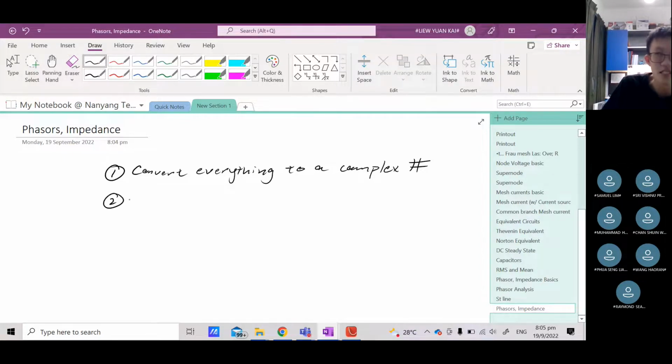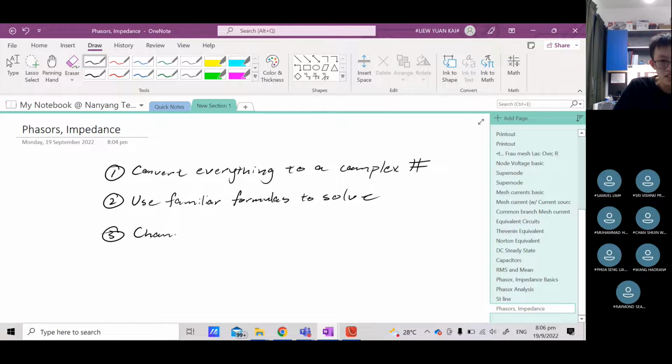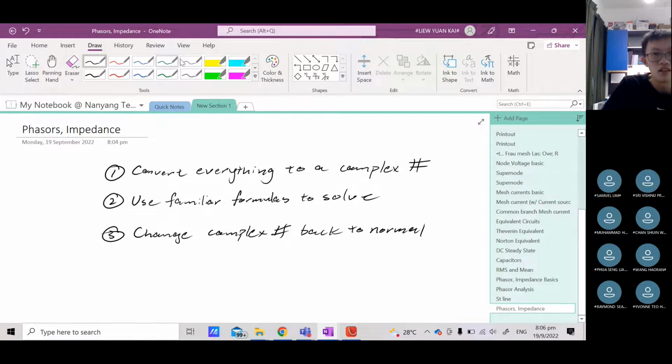Next, after we convert it all to a complex number, we use familiar formulas to solve. You'll see what I mean by familiar formulas; these are really not new to you. Step 3: change your answer, which is a complex number, back to normal.